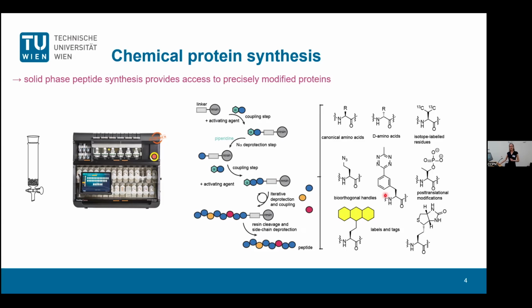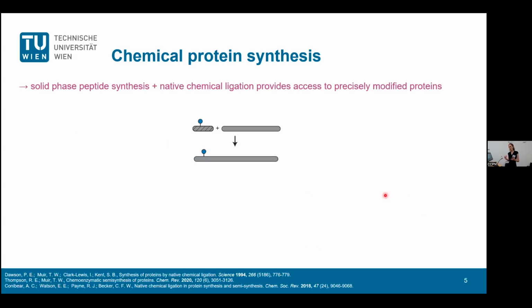Those of you who might have done some peptide synthesis realize that there's something of a size limit. Because we have this iterative process, once you get beyond about 40, 50 amino acids, usually the quality of your synthesis goes downhill very fast. And most proteins are much bigger than this.